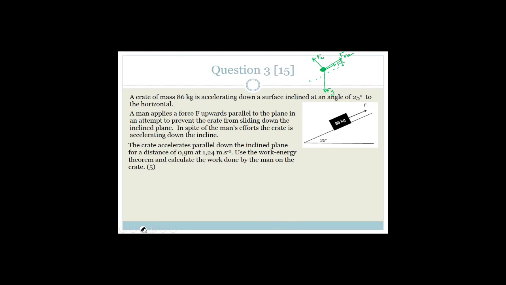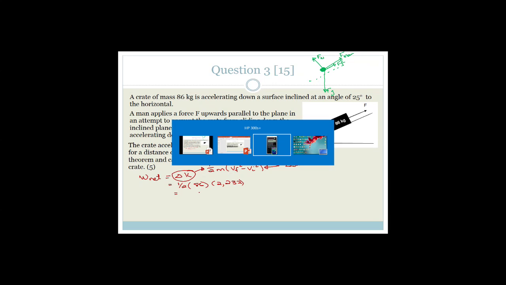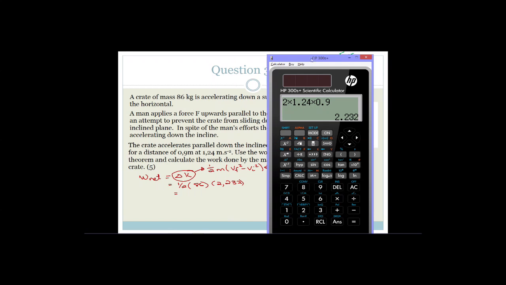Okay, so let's go. We are going to work on the fact that we know that W net is equal to delta K. We know delta K, we can get it. We know that delta K is going to be a half M, VF squared minus VI squared, right? We've just shown that VF squared minus VI squared is 2.232. So therefore, I can say that delta K is a half times the mass of the object, which is 86, times the VF squared minus VI squared, which is 2.232. Okay, and I'm going to pop that in my calculator so I can work out what my change in kinetic energy is, and then we've got a number for that. So let's do that. And we move it over, and we clear it, and we go.